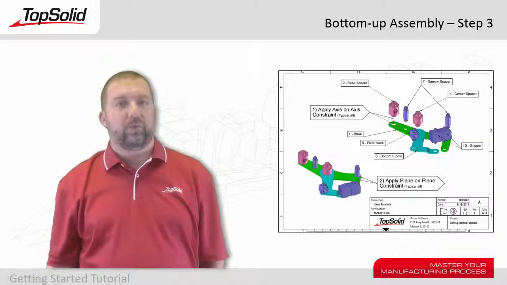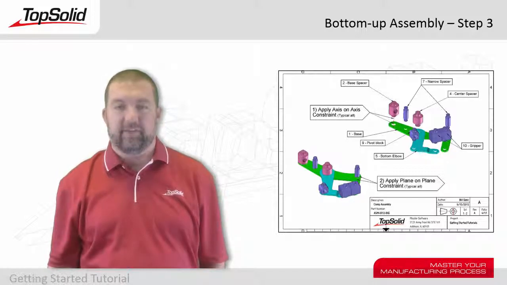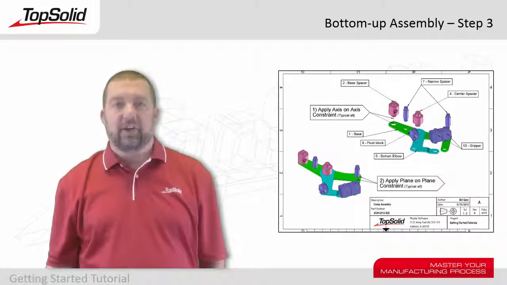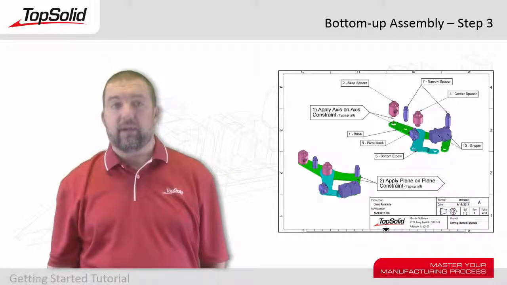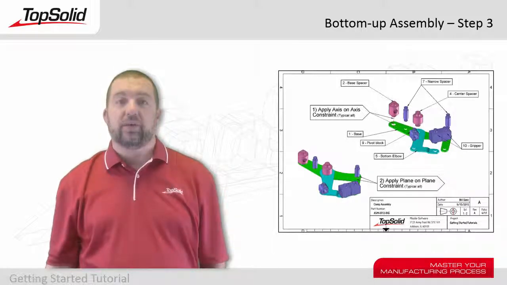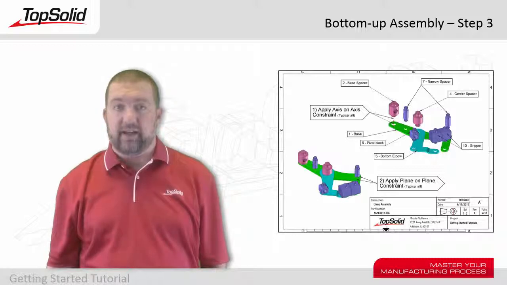Hi, and welcome back. This is step 3 in working with basic bottom-up assemblies in TopSolid 7. In this video, we're going to add more components. In this case, we'll add all of the spacers, the gripper, and the pivot block. We'll also reuse the knowledge we learned from the previous step and create various axis-on-axis constraints and plane-on-plane constraints. Let's see how it all works.